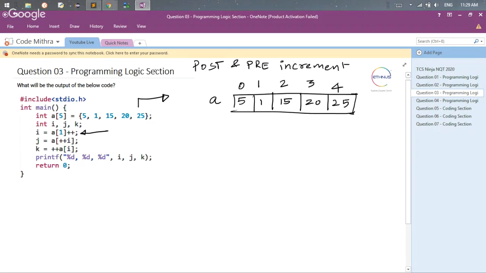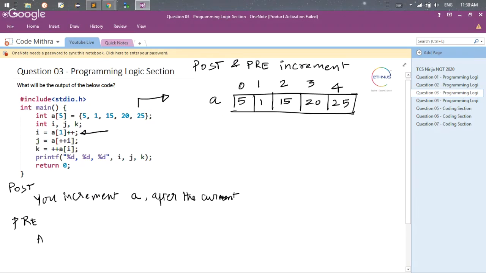Okay, now what do we mean by post increment? So post increment means you increment whatever the variable is, let's say A or B or whatever it is, after the current statement. Pre is you increment it, you increment A at that moment.